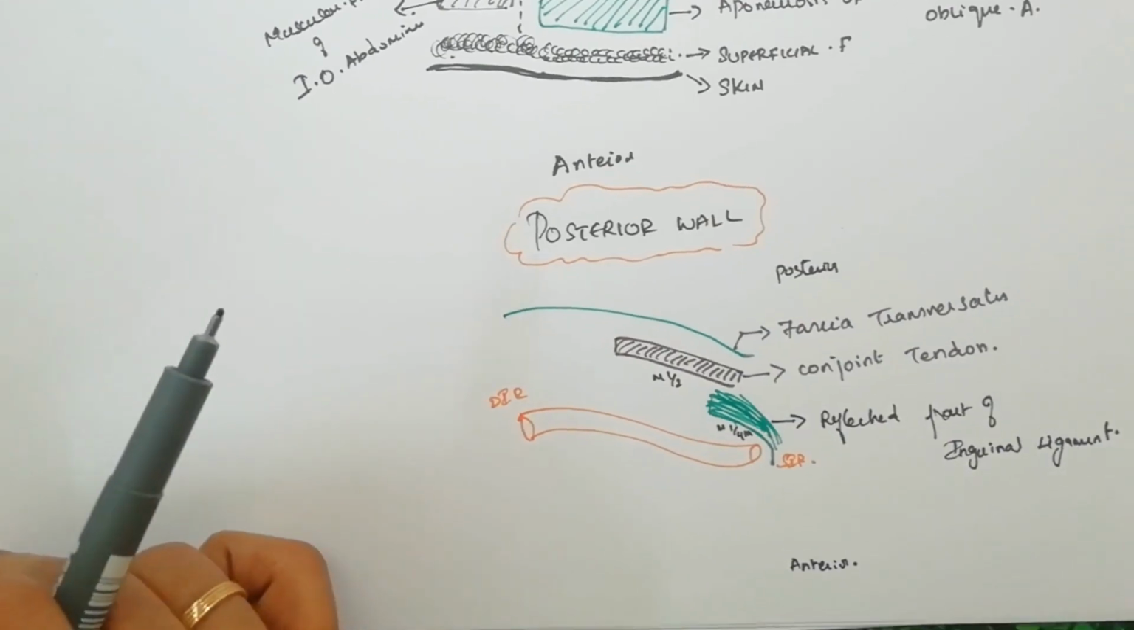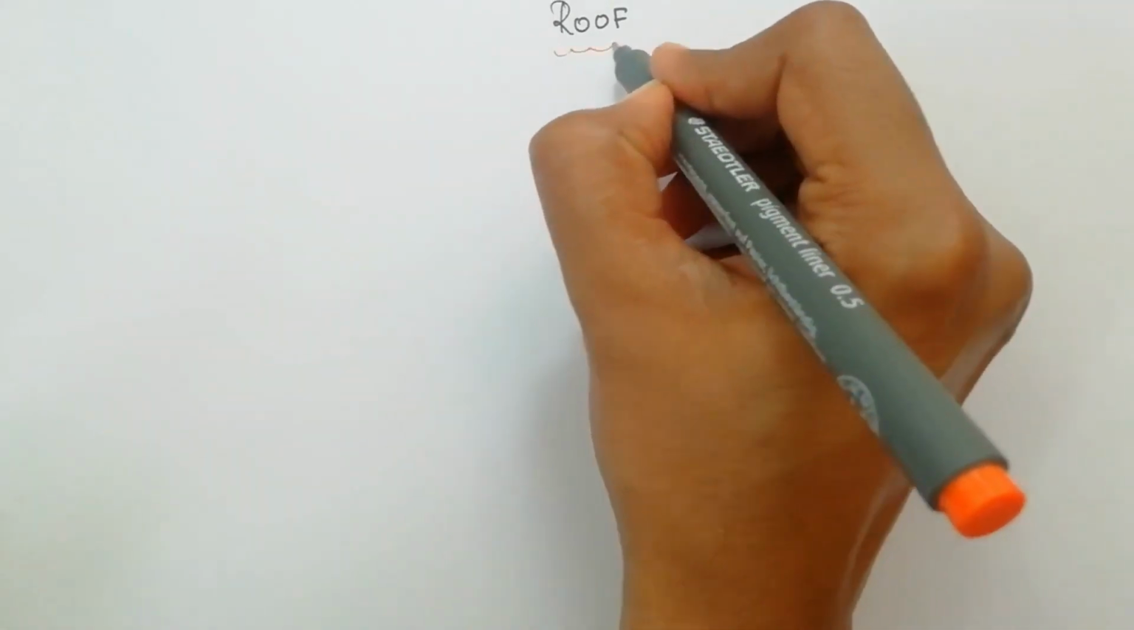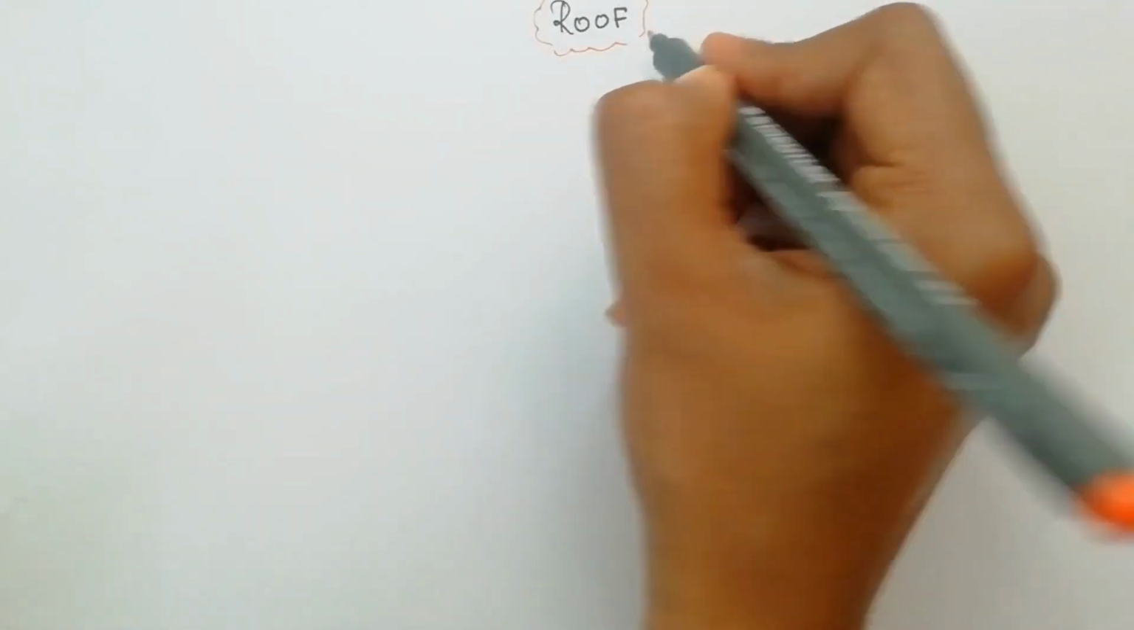Now we will move on to the other boundaries, such as roof and floor. So we are going to see about the roof first. We are going to deal with the roof of the inguinal canal.